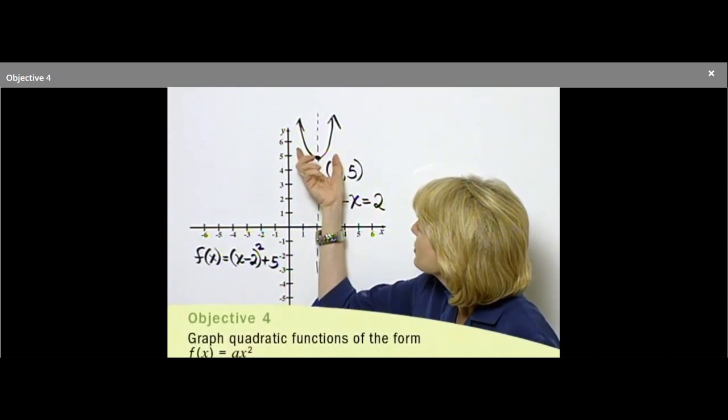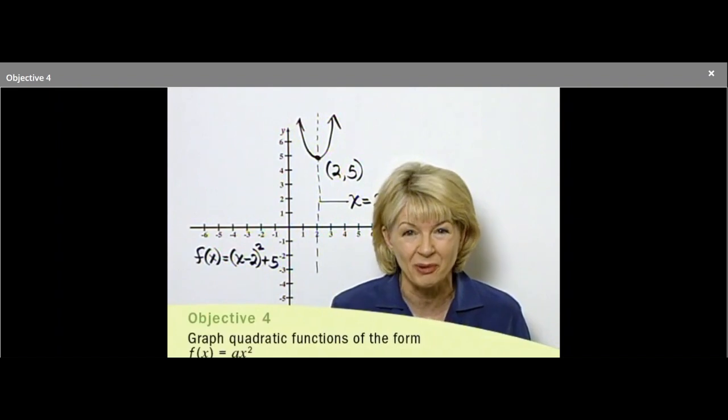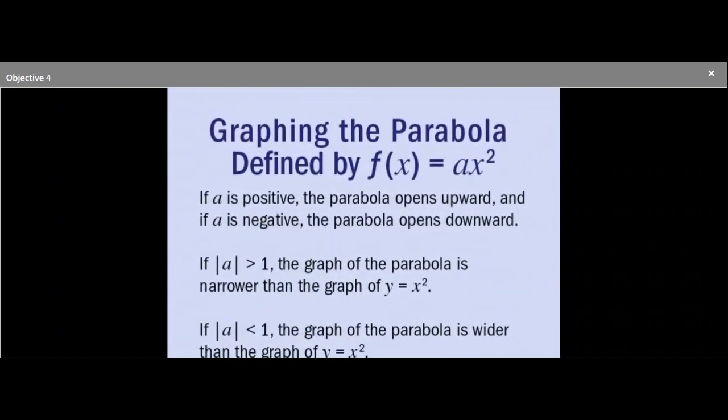Now see what happens to cause distortions of the shape of the parabola. Let's look at the following. Graphing the parabola defined by f of x equals a x squared. If a is positive, the parabola opens upward like we talked about earlier, and if a is negative, the parabola opens downward. Now here's a little bit more about the shape.